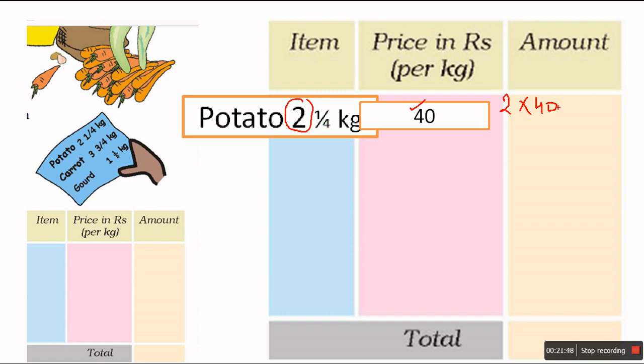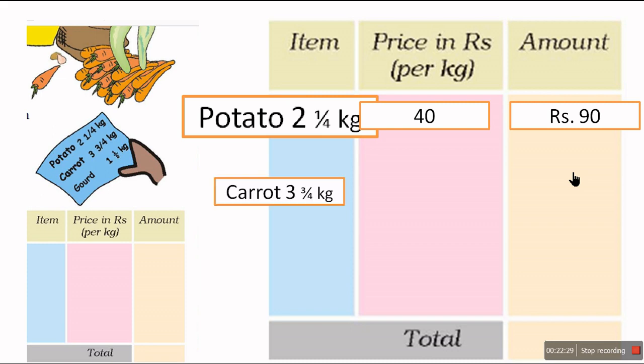and we will add for quarter. So what is the cost of quarter? Cost of 1 kg divided by 4. So in this way what we can do, 2 4s are 80 plus 40 divided by 4, 10, that is equal to rupees 90. So if price of kg potato is 40 rupees, then price of 2 and quarter kg potato will be 90. Okay, so let us move for next.